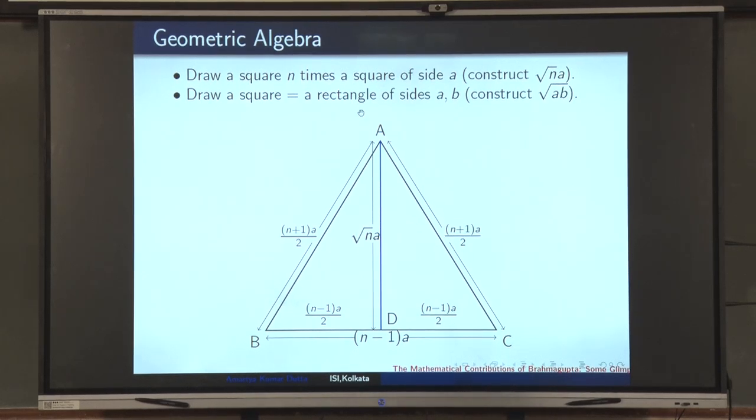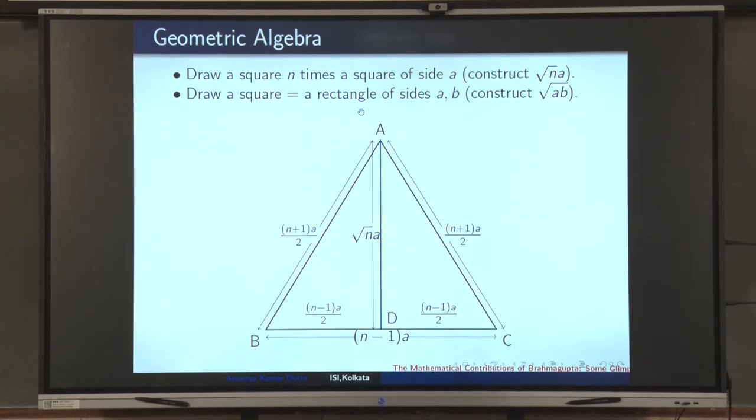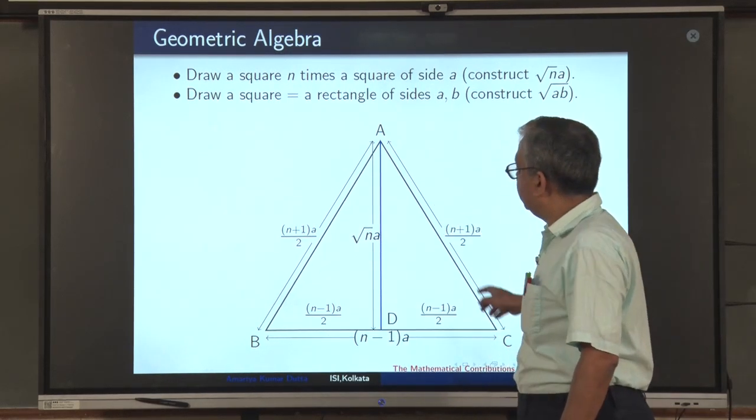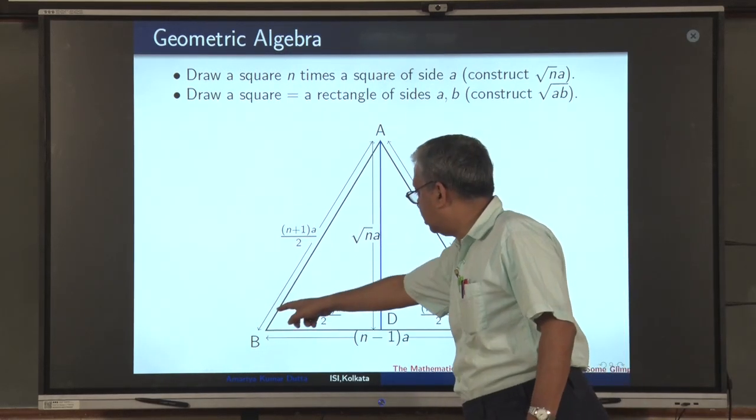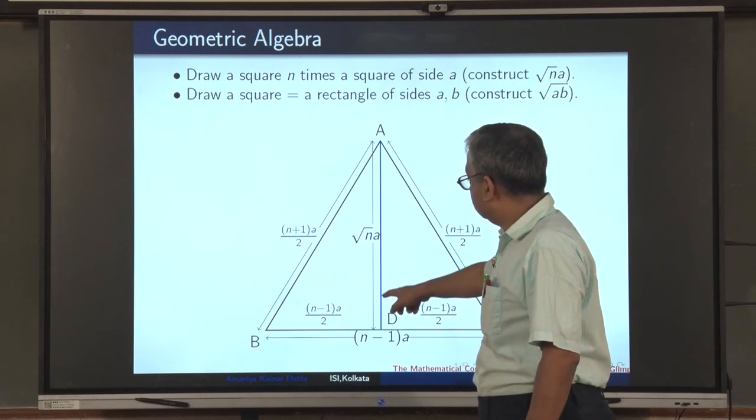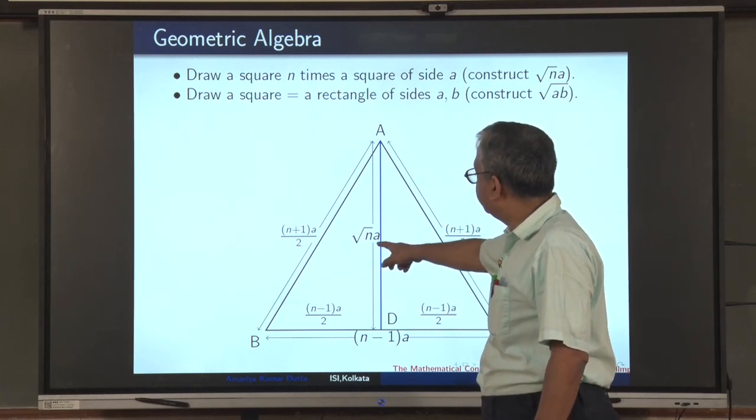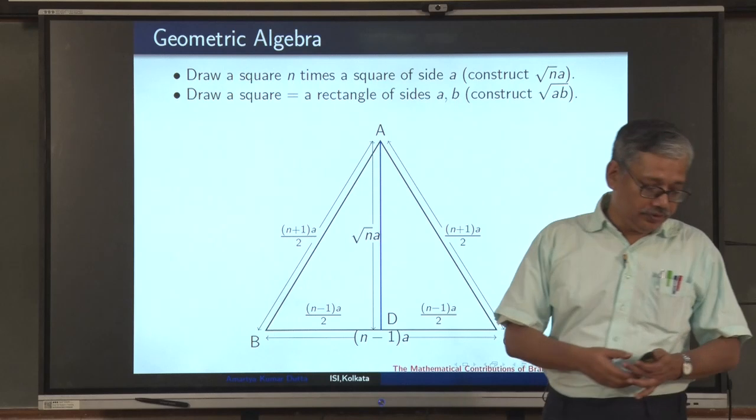So, this is the construction that you construct the base. Since you have A, you can construct any multiples of A. So, the base is n minus 1 times A, and then you have n plus 1 times A, which you can bisect, and so this is n minus 1 times A, and this is the half of n plus 1 times A. And then the prescription is that the altitude will give you the required side.